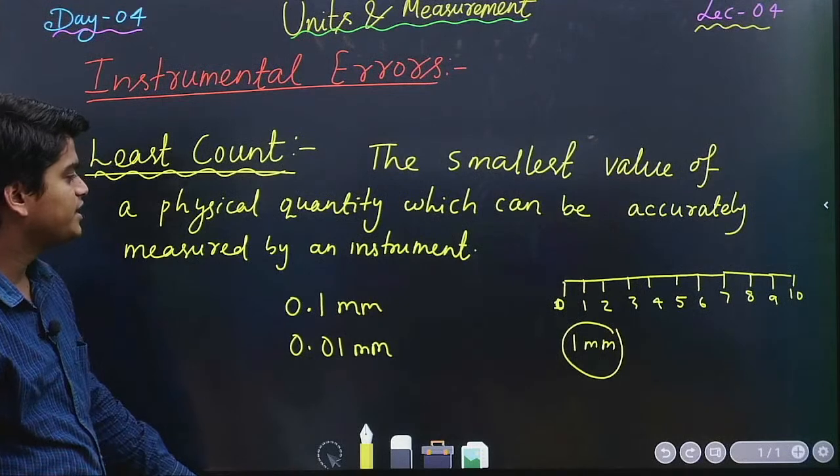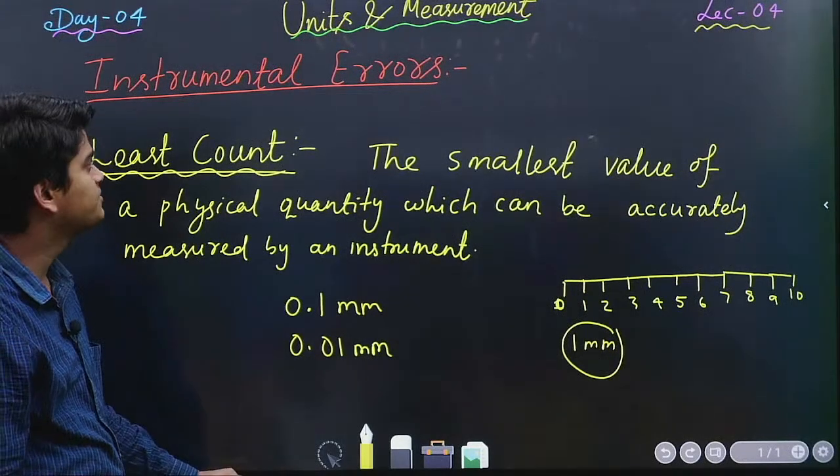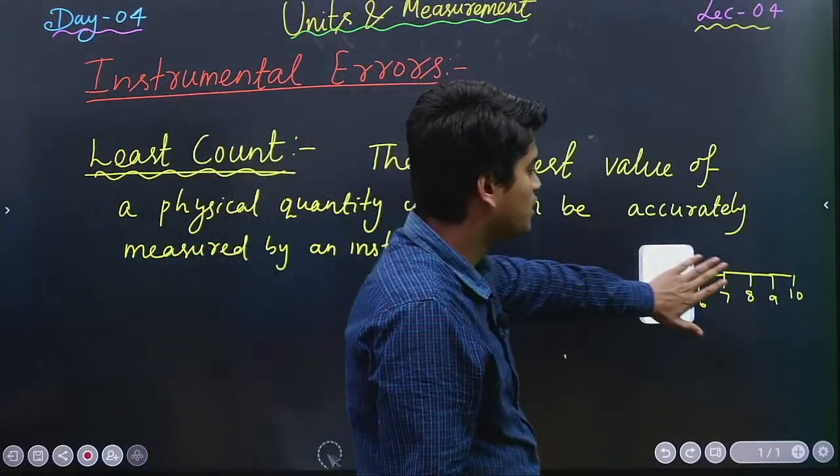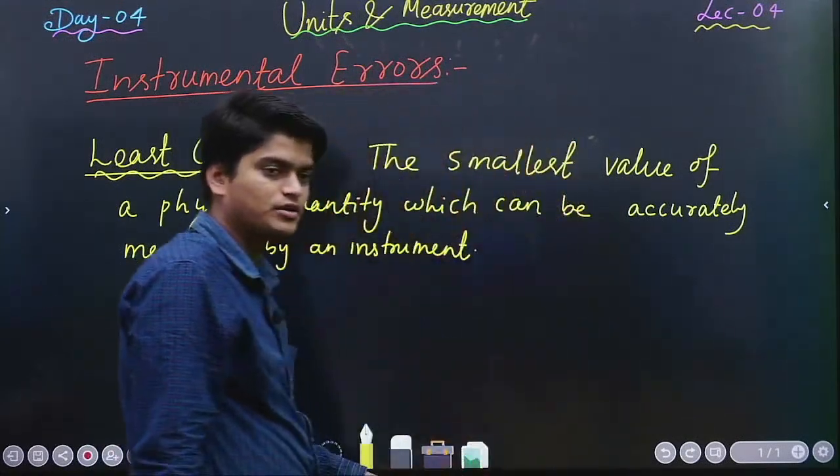That one was already designed by Vernier. So we'll see that one. First one is vernier caliper. After that, we'll see screw gauge, or spherometer or micrometer.